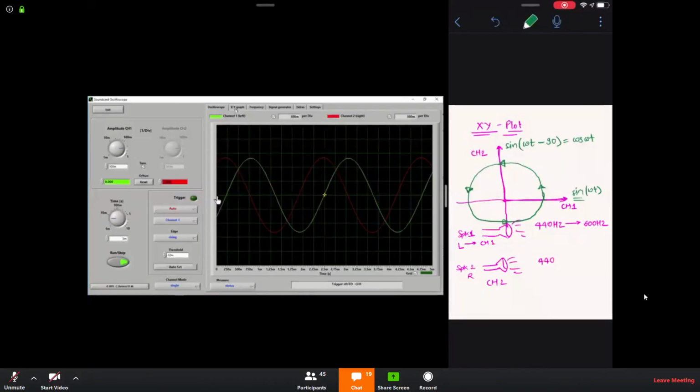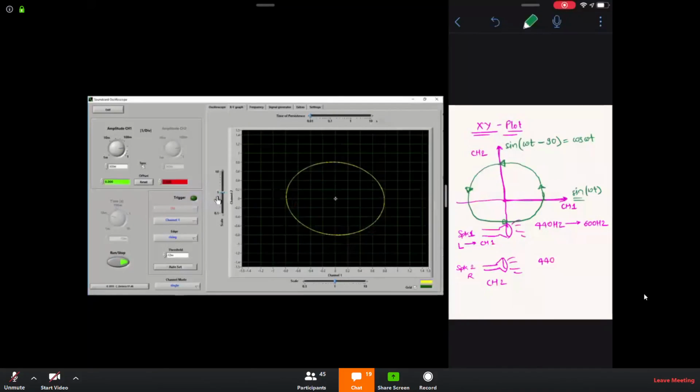Now if you go to the XY plot, you can see that in your X axis, channel 1, you are giving sin omega t. In channel 2 you are giving sin omega t minus 90 degrees, and that's why, when you have sin omega t on the X axis and cos omega t on the Y axis, you get this kind of circle. So that is basically the thing I wanted to show.